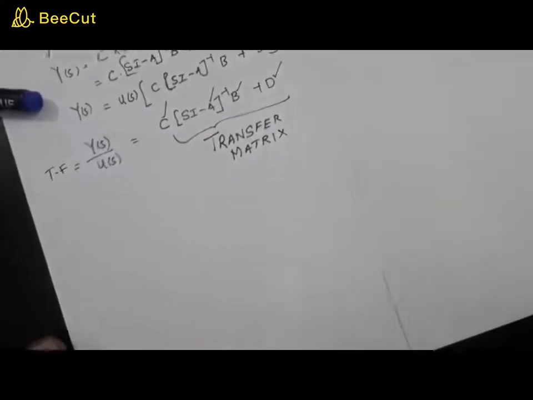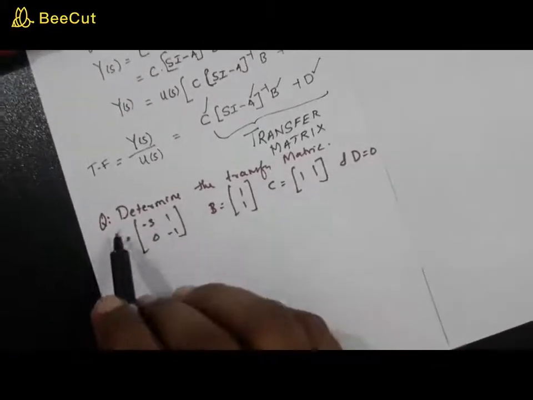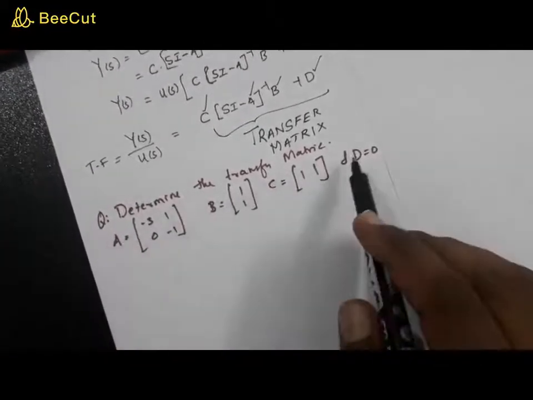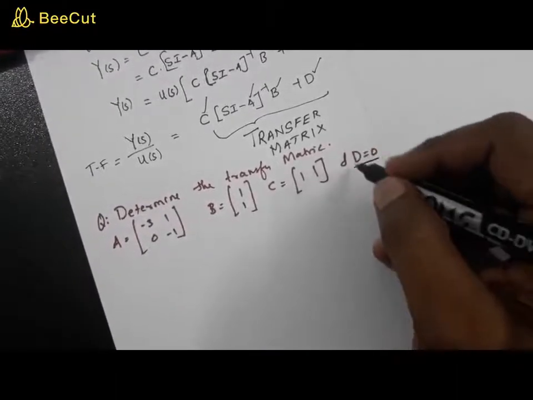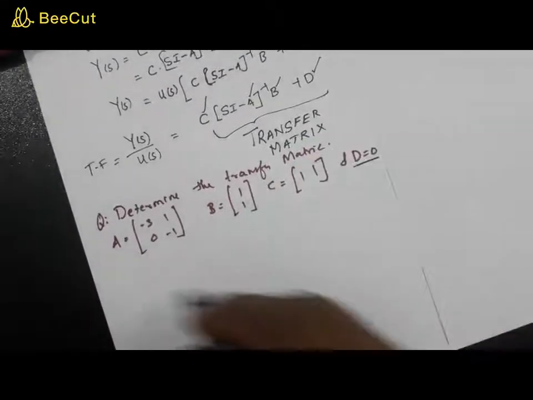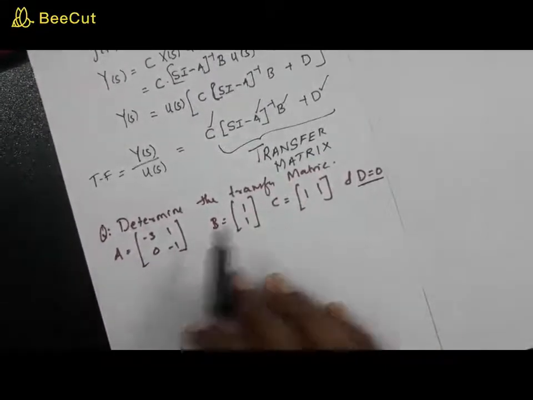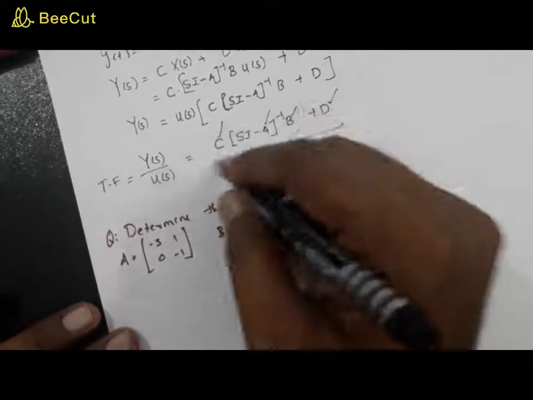Let's try to do a problem. Questions can be asked in this way. You will be given the matrices A, B, C and D. Usually in almost all the questions, the coupling matrix will be 0, which makes things a bit easier. So A, B and C are given, and you are to find the transfer matrix. That means you need to substitute in this.